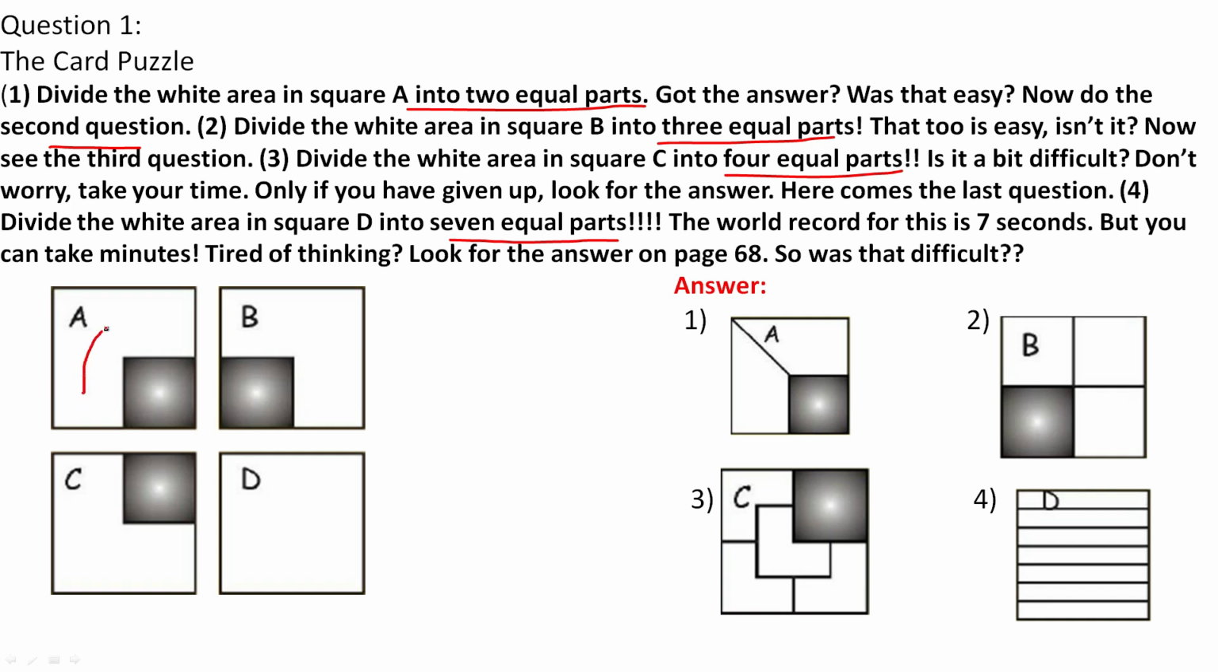This is the white part. We are going to divide it into 2 equal parts like this. You can draw a line here, from this corner to here. Now it is 2 equal parts, 1 2. So A is divided into 2 equal parts.